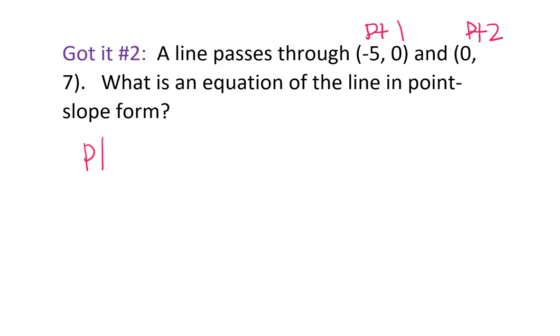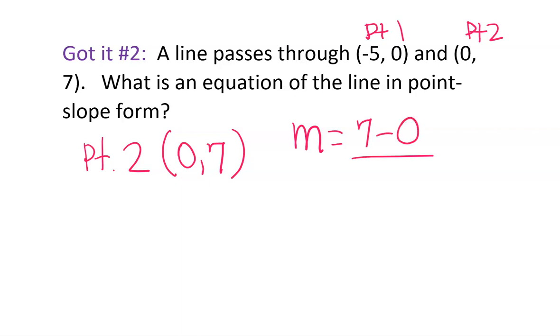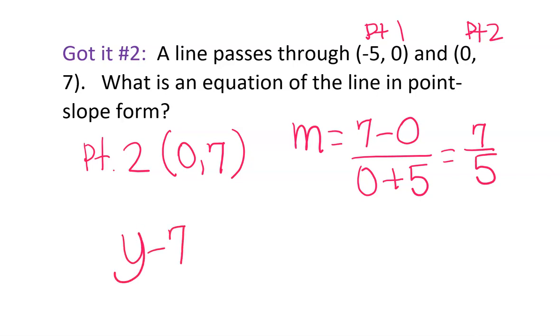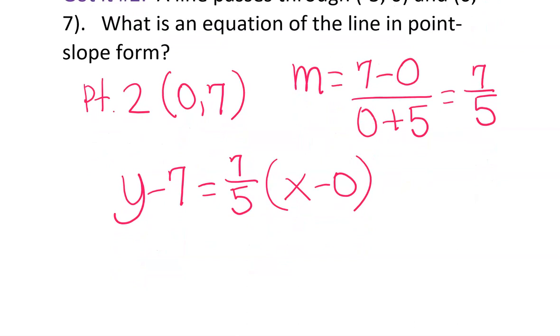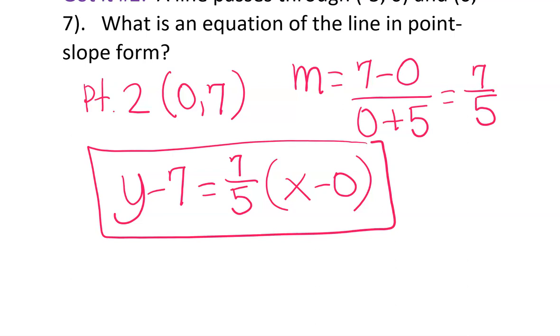So I'm going to pick point 2 this time, which is 0, 7. And I need to find out what my slope is because I don't have that. So y2 is 7, y1 is 0. x2 is 0 minus a -5, which becomes +5. So 7/5. So y minus 7 equals 7/5 times x minus 0. Now, if you wanted to simplify a little further, you could, just take that 0 out of there and make it 7/5 x on the right. That would be okay. But again, not a big deal.